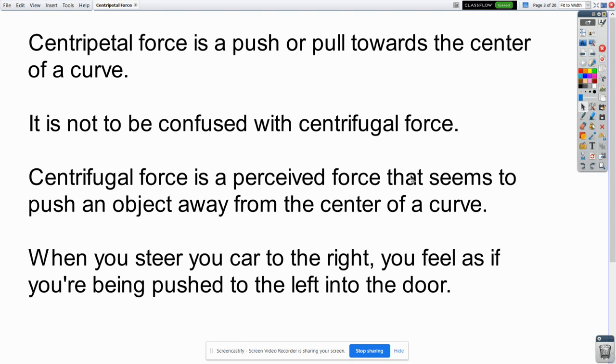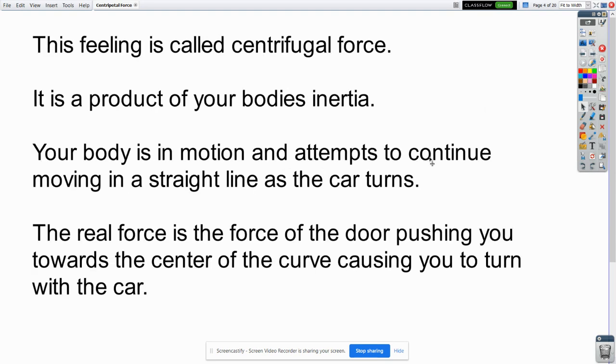Say you're riding in a car, you're driving a car, and you turn the car to the right. You feel as if you're being pushed to the left into the door. That feeling of being pushed to the left into the door is referred to as centrifugal force. What that is a result of is your inertia. Newton's first law tells us an object in motion tends to stay in motion, an object at rest tends to stay at rest unless a net force acts upon it.